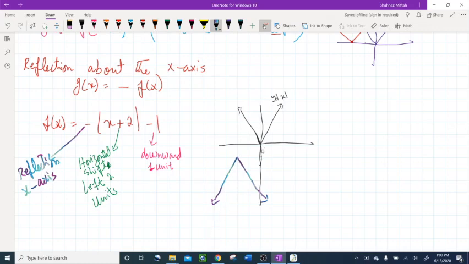So what did I do? I went down, I went left, and I reflected it about x-axis. This is my x-axis, and I reflect like a mirror. So this is how the graph's supposed to look like.